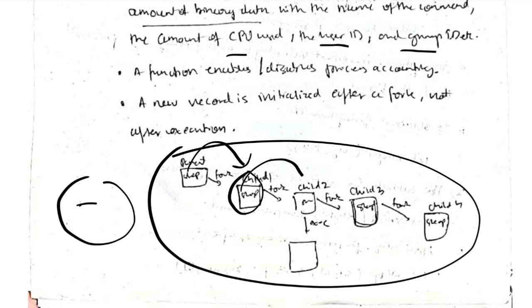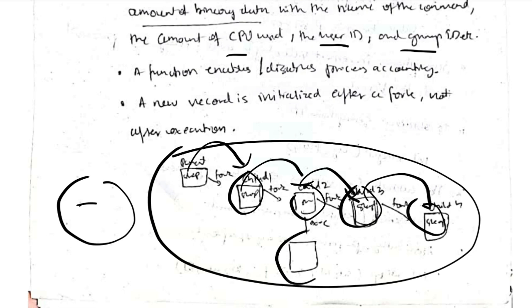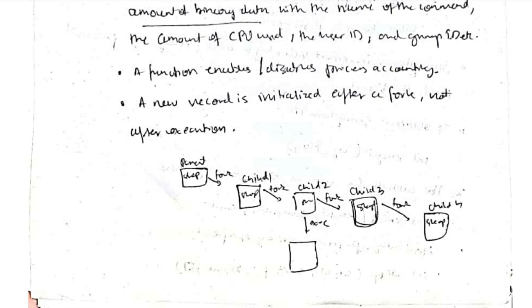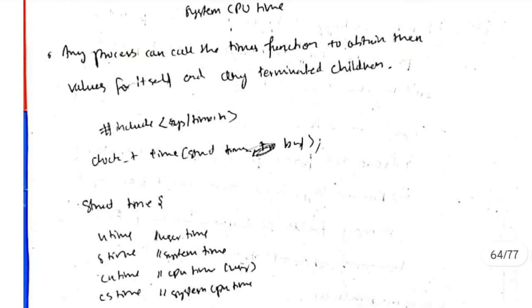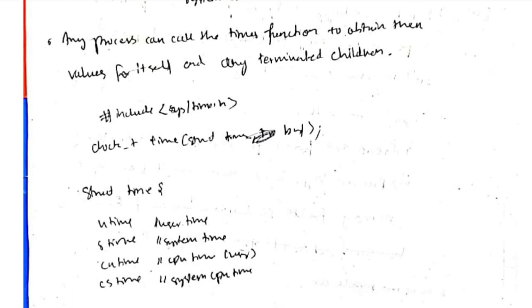That thing has been done. So whenever it happens, it gets stored everywhere. Means everywhere whatever the changes are happening, that will be stored in a separate document. Okay, when it gets executed, that will also be stored. And process time, how much time it takes to perform a process. So there are three types of time: wall clock time, user time and system time. So this is the structure of the time.